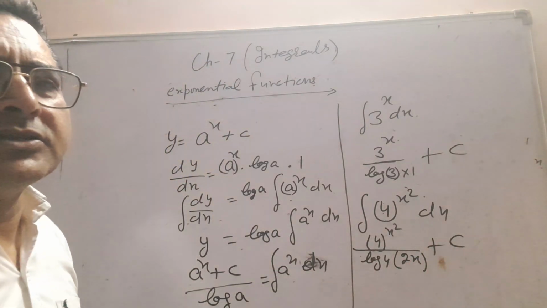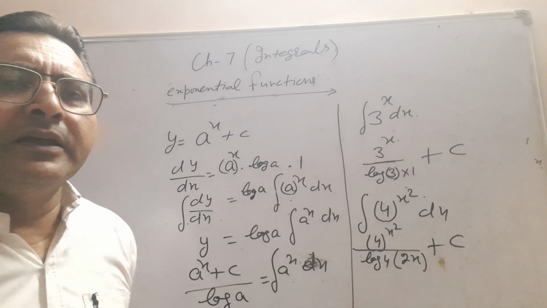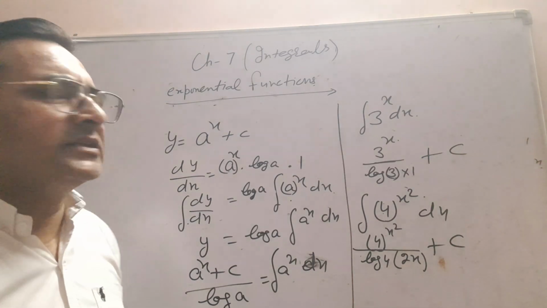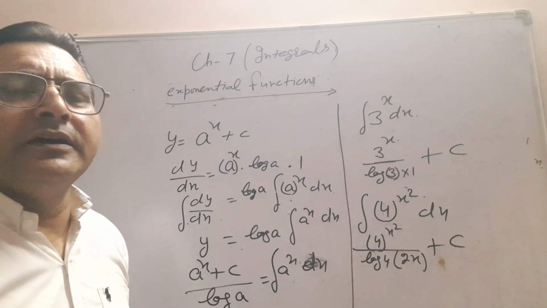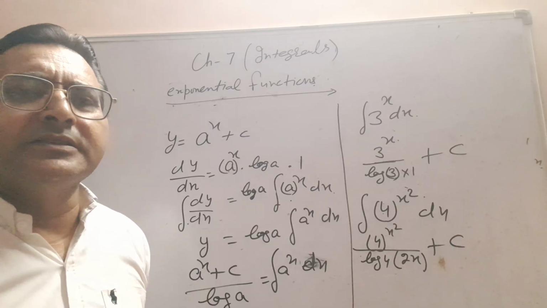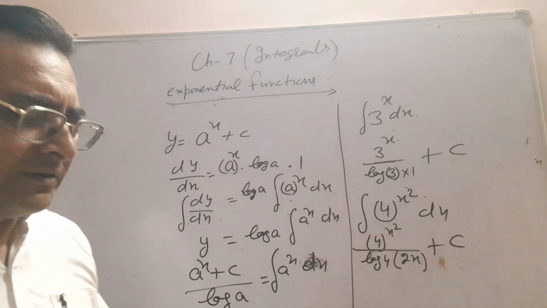These are the cases of the exponential function in which in one function the base is e and in another function the base is any constant number.